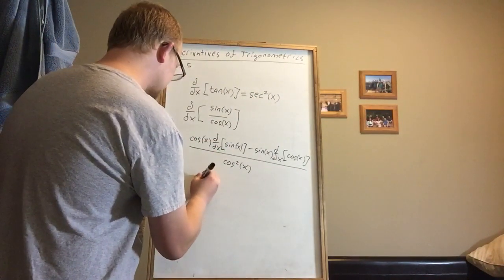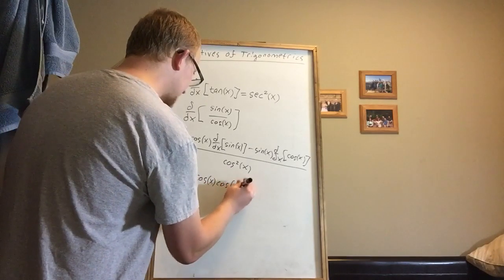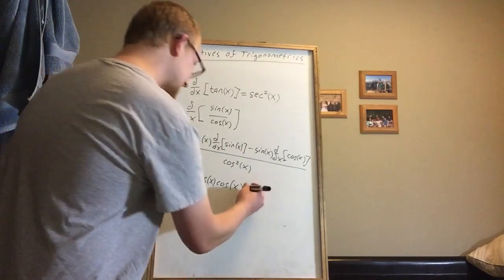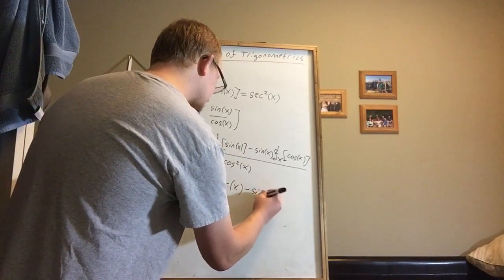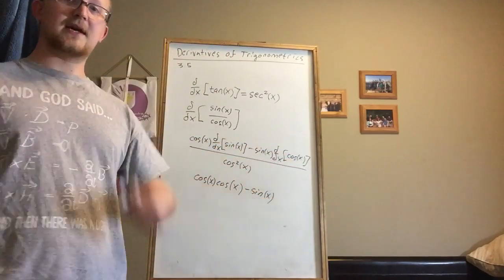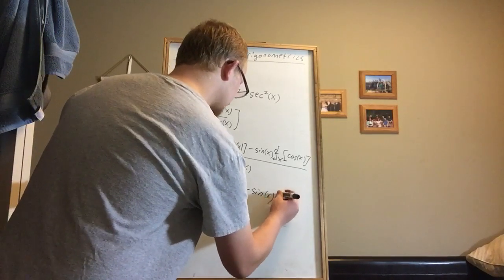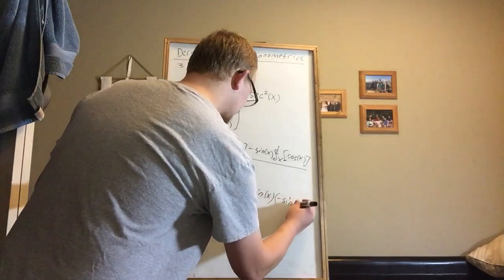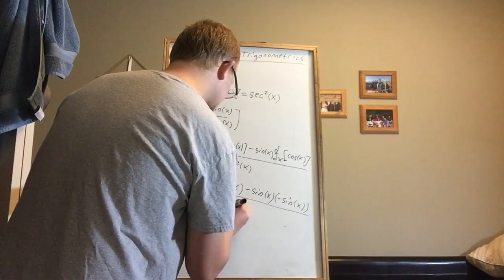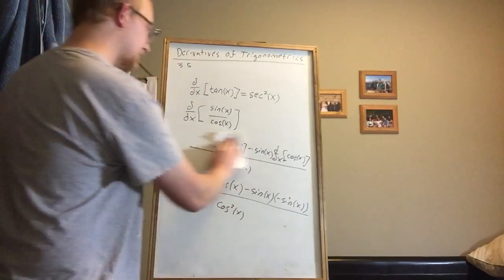So what we have here is cosine x times cosine x, because the derivative of sine of x with respect to x is cosine x, minus sine of x. The derivative with respect to x of cosine of x is negative sine of x. So this is times negative sine of x, all over cosine squared x. I'm going to make some room.